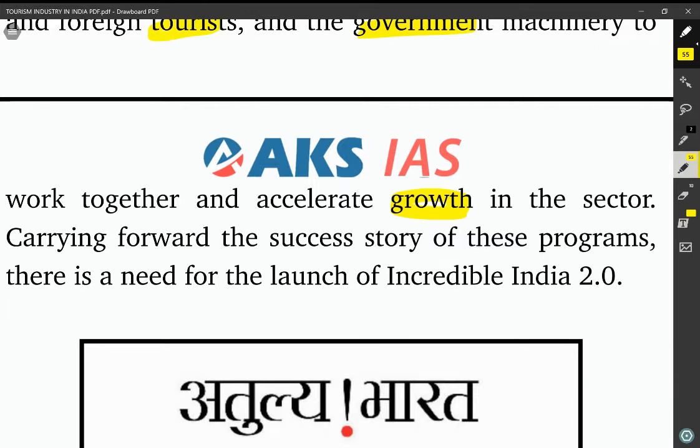There is a need to launch Incredible India 2.0 as a revamped and more robust program targeting and improving the overall growth potential of the tourism sector.